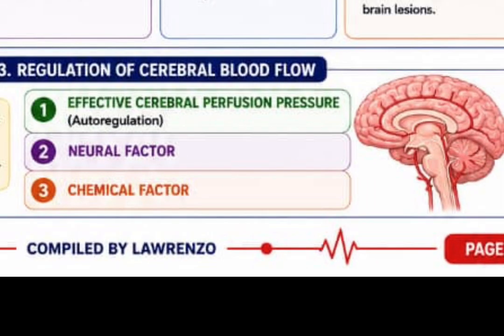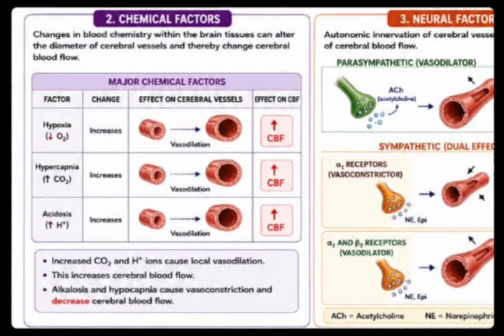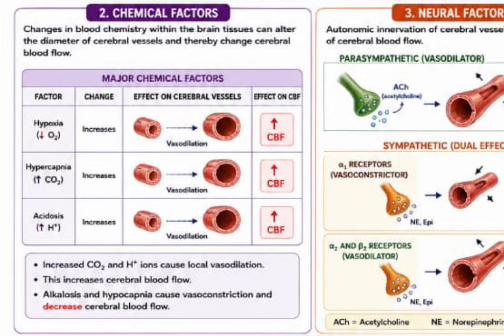In chemical factors, what happens here? At this particular point, you are increasing CO2 and hydrogen ion, and you're dropping oxygen. When you do this, the blood vessel will vasodilate.